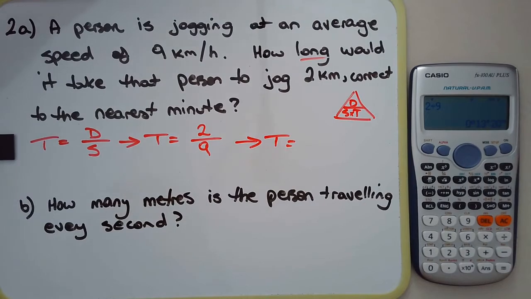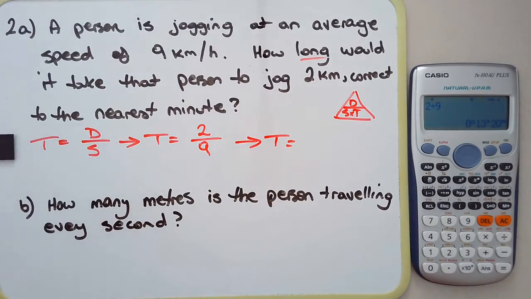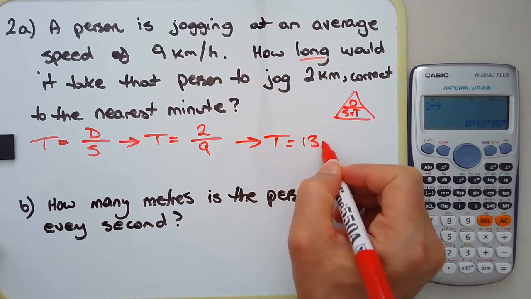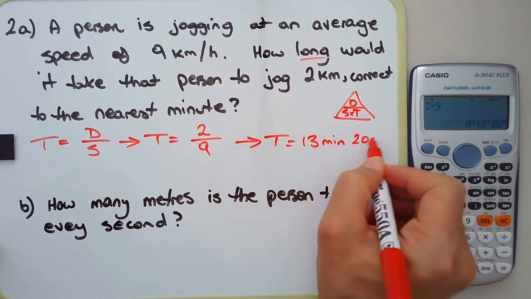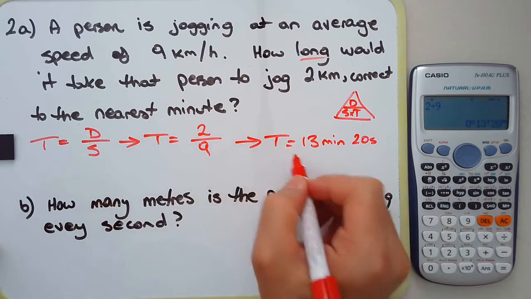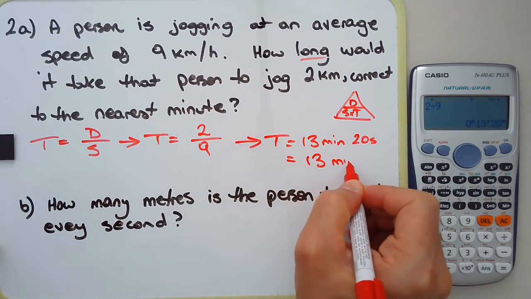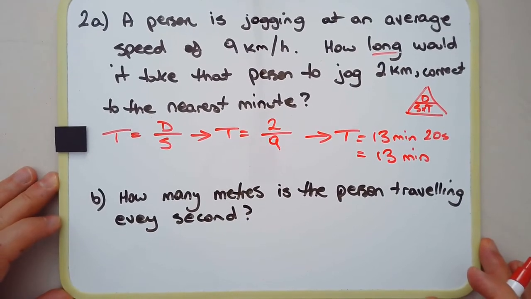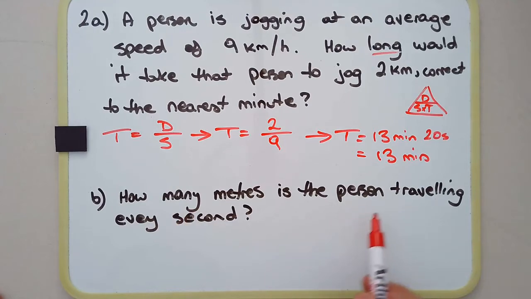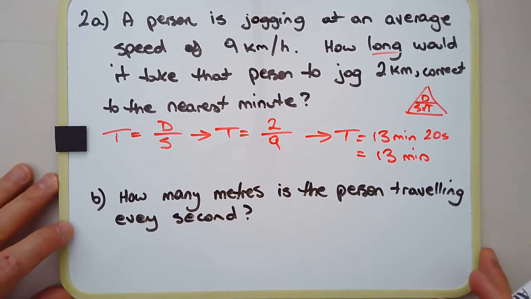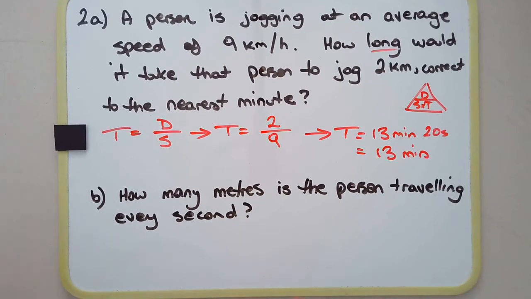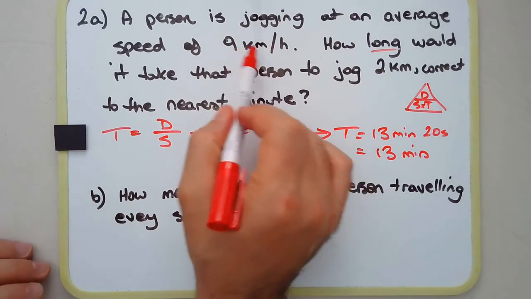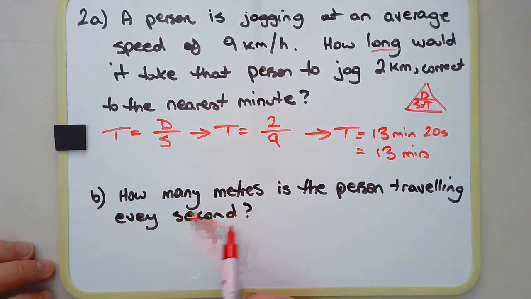Sorry, if you can just increase the brightness a little bit there. Yep, you can see that better, hopefully. So that's equal to 13 minutes 20 seconds, but we want it to the nearest minute, so it's just 13 minutes. It'll take this jogger around 13 minutes to cover 2 kilometres. Part B: how many metres is the person travelling every second? This one is telling us to convert kilometres per hour into metres per second.